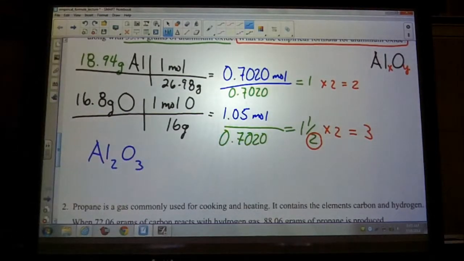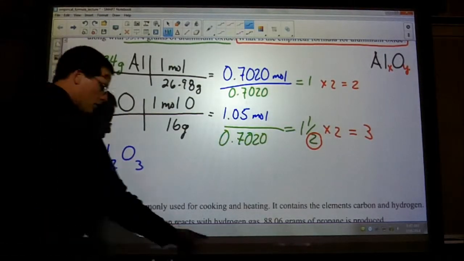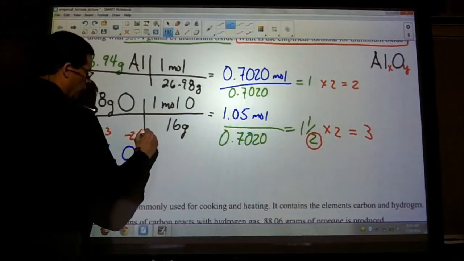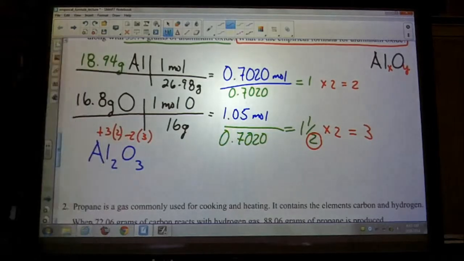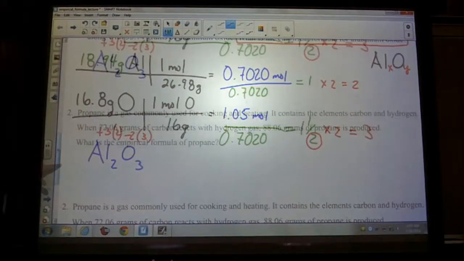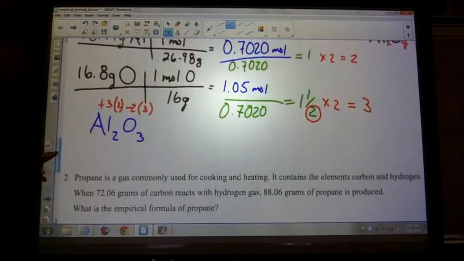And you already knew that, right? Because you know that aluminum has what charge? +3, oxygen, -2. So you're like, why is he doing this? We all know that aluminum oxide is going to be Al2O3. So let's look at the last example. It's just checking to make sure you're good.